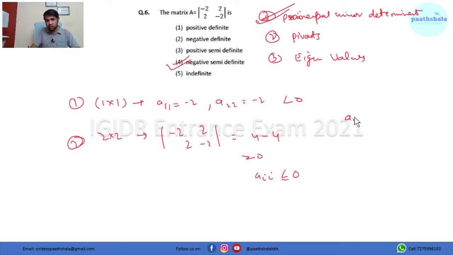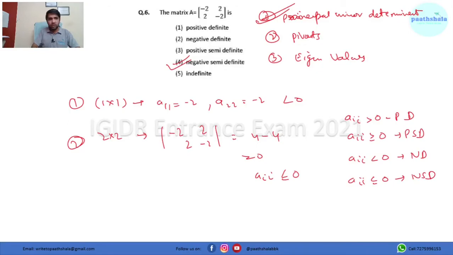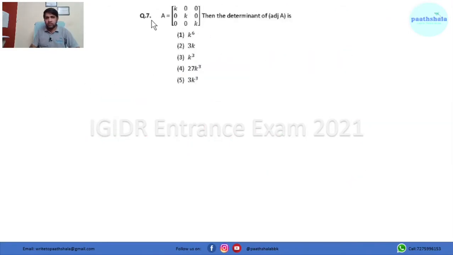If these determinants are greater than 0, this will be positive definite. And if all of them are greater than or equal to 0, this will be positive semi-definite. If they are less than 0, this will be negative definite, and if they are less than or equal to 0, this will be negative semi-definite. Okay, now let's move to the next question. Here in this question, a matrix is given, and we have to find the determinant of adjoint A.